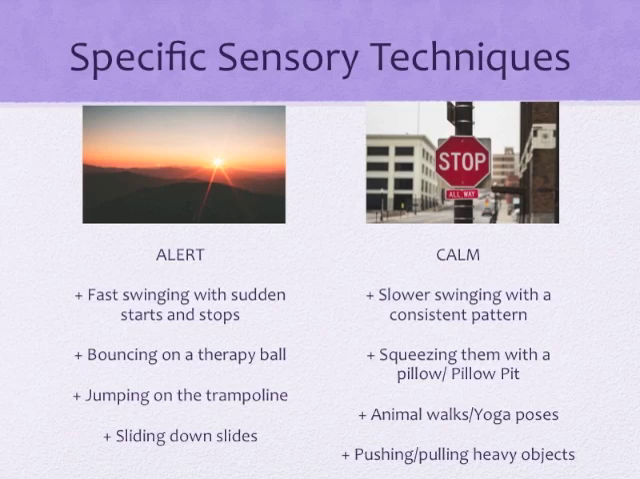If the child is in an overly excited state, you may want to provide these calm techniques, such as slow swinging with a consistent pattern paired with a calming song or counting song, squeezing them with a pillow or having them crash on a pillow pit. Have them do animal walks or yoga poses, or have them push or pull heavy objects such as big blocks or chairs.